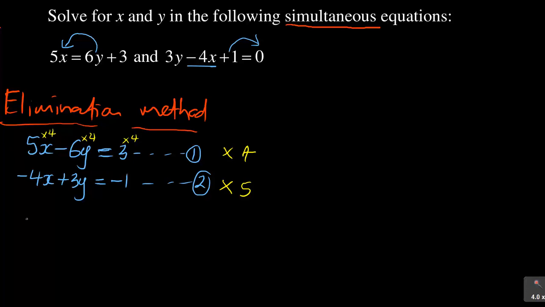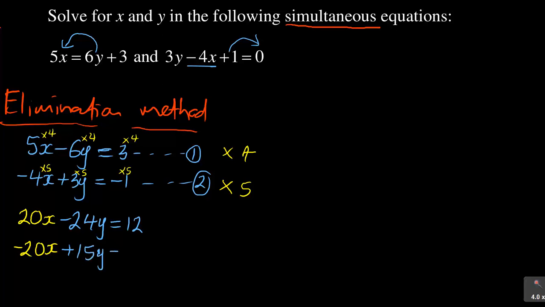So you multiply by 4, everything by 4. 5 times 4 gives you 20x, and then minus 6 times 4 is minus 24y, is equal to 3 times 4, which is 12. You do the same thing with the second one, multiplying everything by 5. 5 times minus 4 is negative 20x, and then 5 times 3 is a positive 15y, and this is equal to 5 times minus 1, which is minus 5.